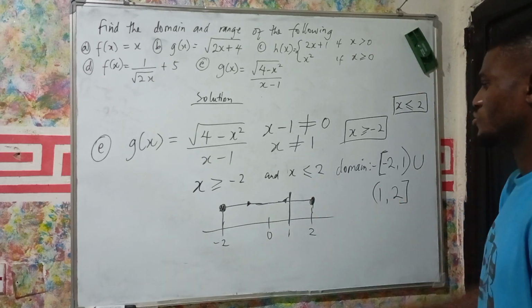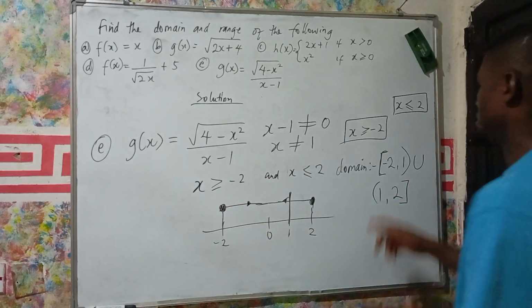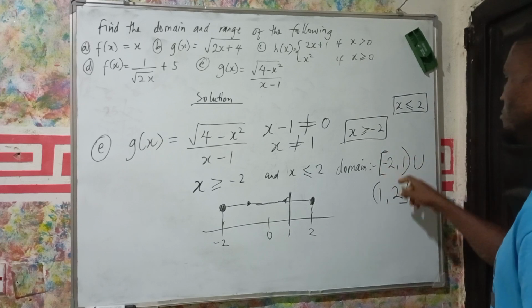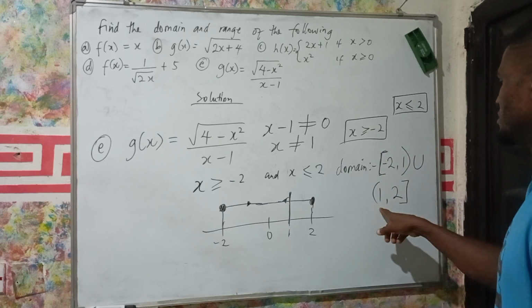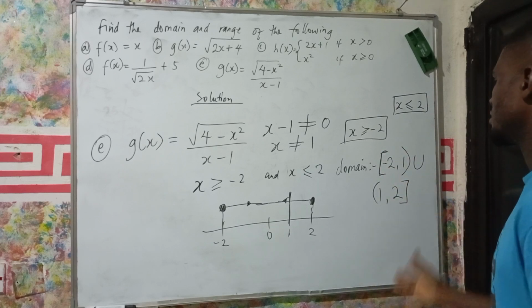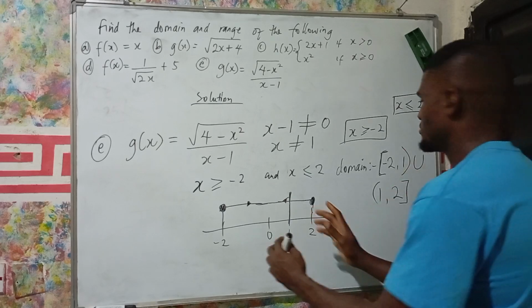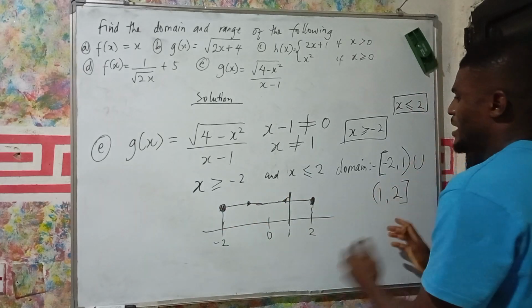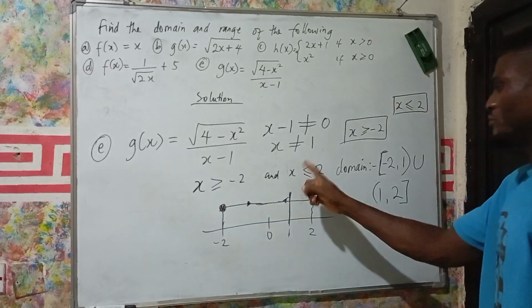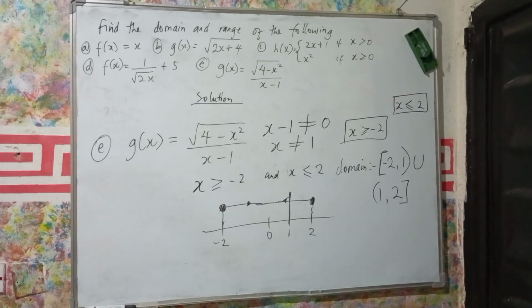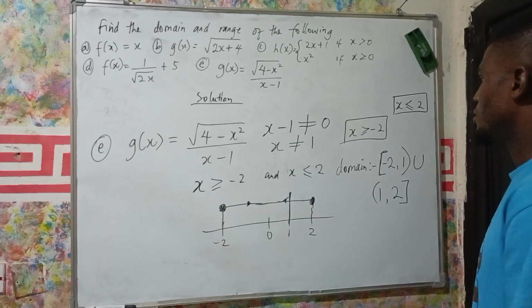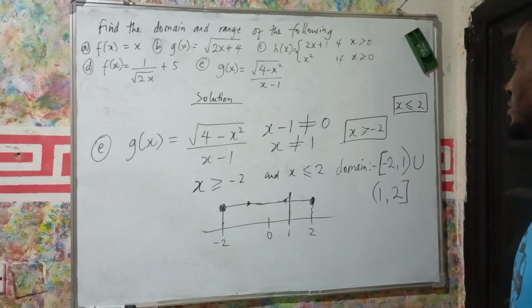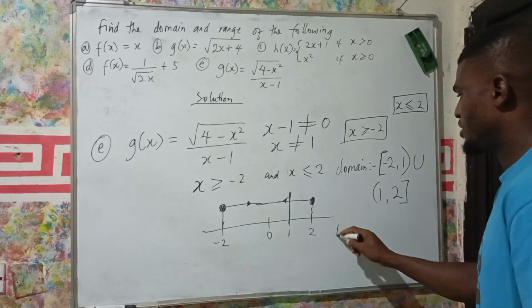X is also equal to minus 2. That's why we use the square bracket here, and the round bracket, which means that 1 is not inclusive. So if we combine these two together, this part is for this side and this other one is for the other side. Combined together, it means everything here without 1. Okay. All right. So that's the domain.